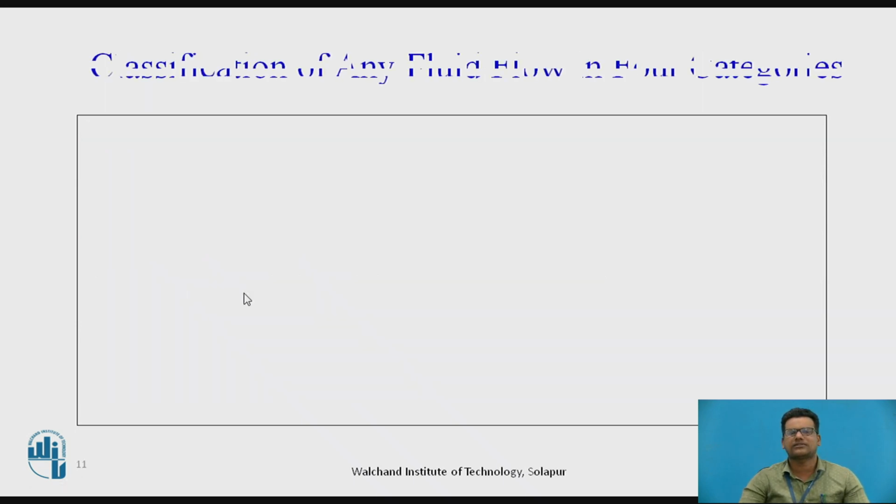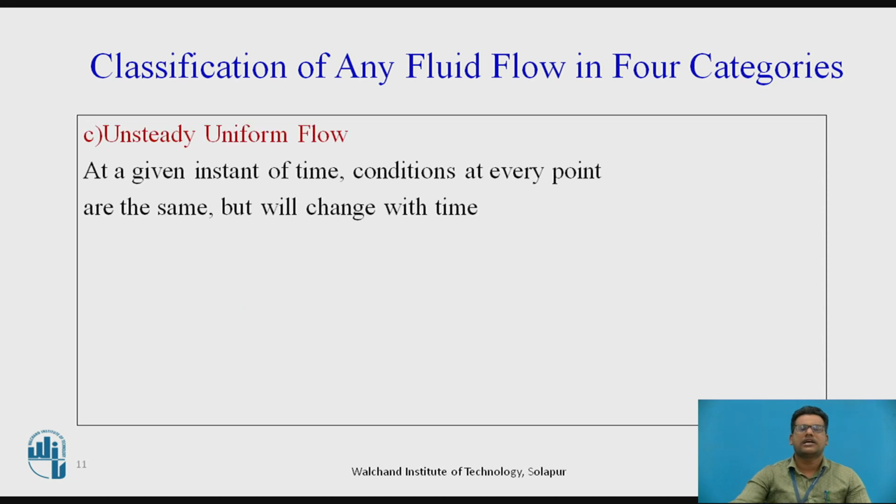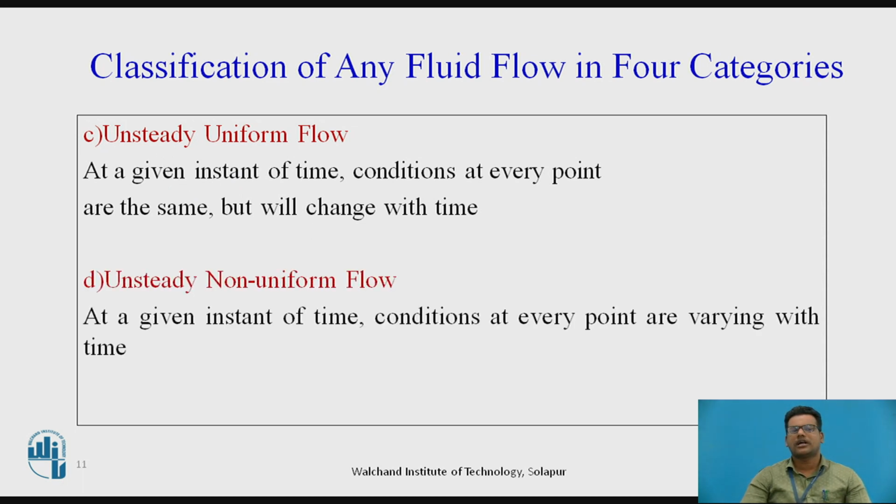Moving towards the next, unsteady uniform flow. At a given instant of time, the conditions at every point are the same, therefore uniform flow, but will change with time, therefore unsteady. This is an example of unsteady uniform flow. Unsteady non-uniform flow: at a given instant of time, the conditions at every point are varying with position and time. That example is called unsteady non-uniform flow.